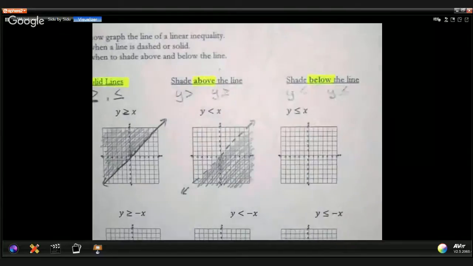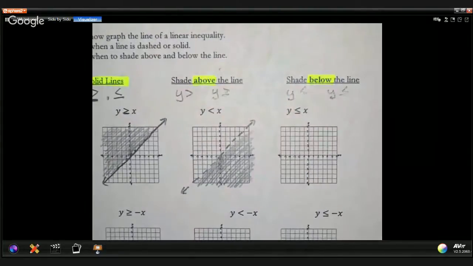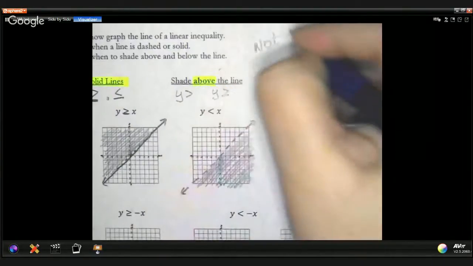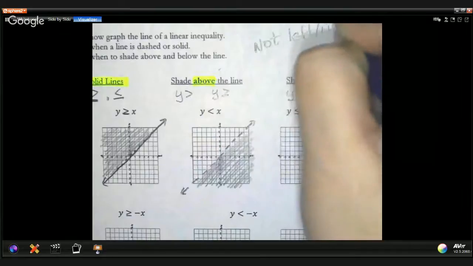One thing that people are going to want to do is talk about it being left and right. The only time you're ever going to do left and right is when it's an x equation. All the other times it's going to be above or below. Not left, right.